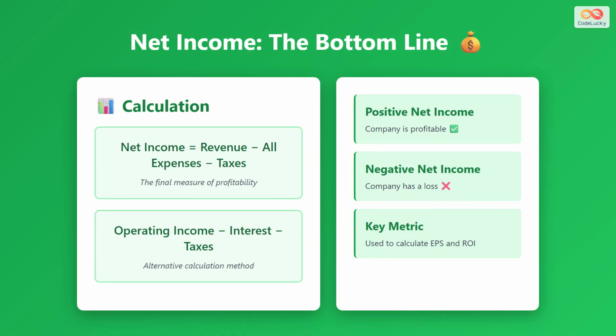Net income is the final measure of profitability and is calculated by taking revenue, subtracting all expenses, and then deducting taxes. Alternatively, you can calculate it as operating income minus interest and taxes. This is why it's called the bottom line. It's the last number on the income statement. A positive net income means your company is profitable and generating value. A negative net income indicates a loss. Net income is also used to calculate other important metrics like earnings per share and return on investment, making it one of the most closely watched financial figures.